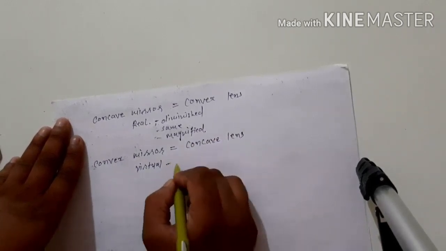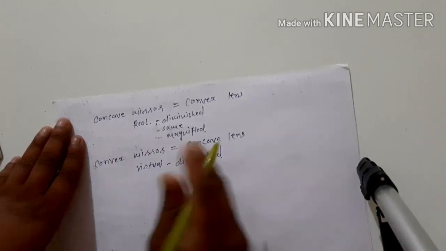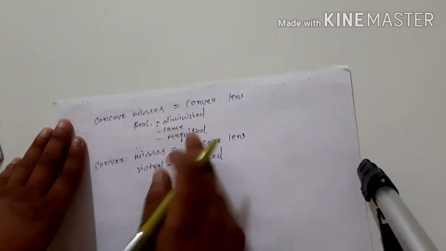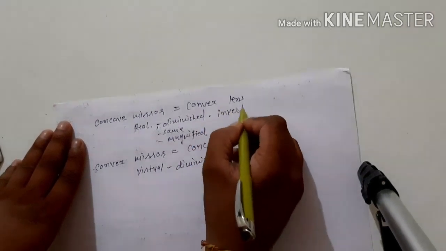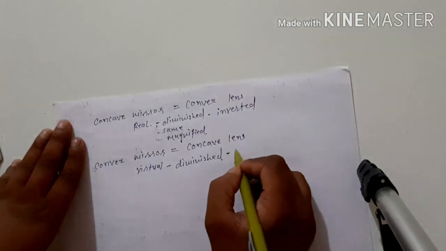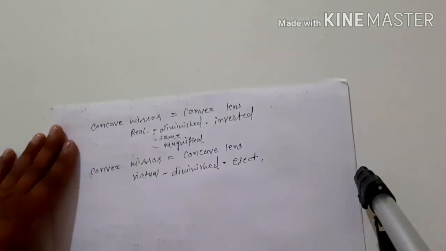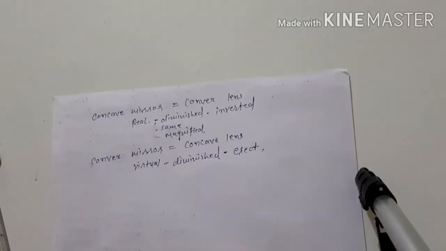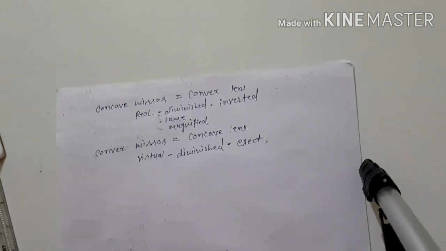While in a convex mirror, it will always be small, as we have studied. Now in this case it can be inverted because it is real, and in virtual it will always be erect. So this can be the conclusion of image formation by mirrors and lenses. Okay, so understand it very well.